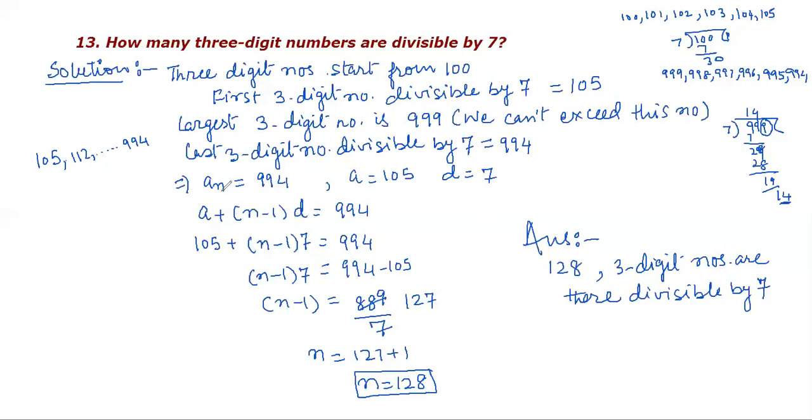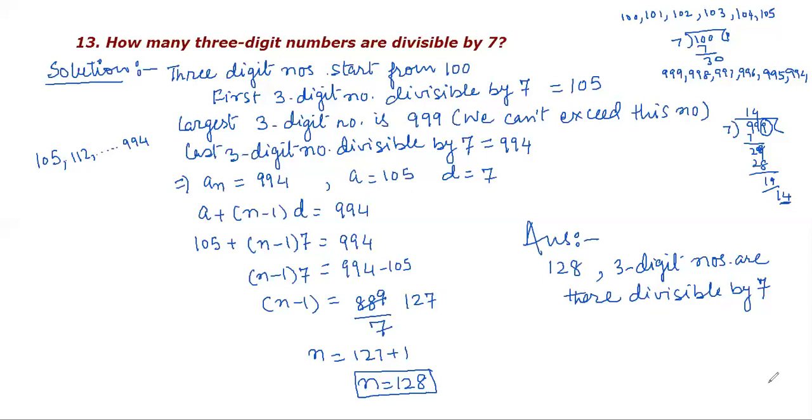Now, in place of an, you will write down the formula: a plus n minus 1 d is equal to 994. Put the values here. In place of a, you will write 105 plus n minus 1 into 7 is equal to 994. Bring this 105 this side. Subtract it, you will get 889. Now bring this 7 this side. It will come in the denominator as it is in multiplication this side. So when you cancel, you will get 127. Bring this 1 this side, it will be 128. Therefore, there are 128 three-digit numbers which are divisible by 7.